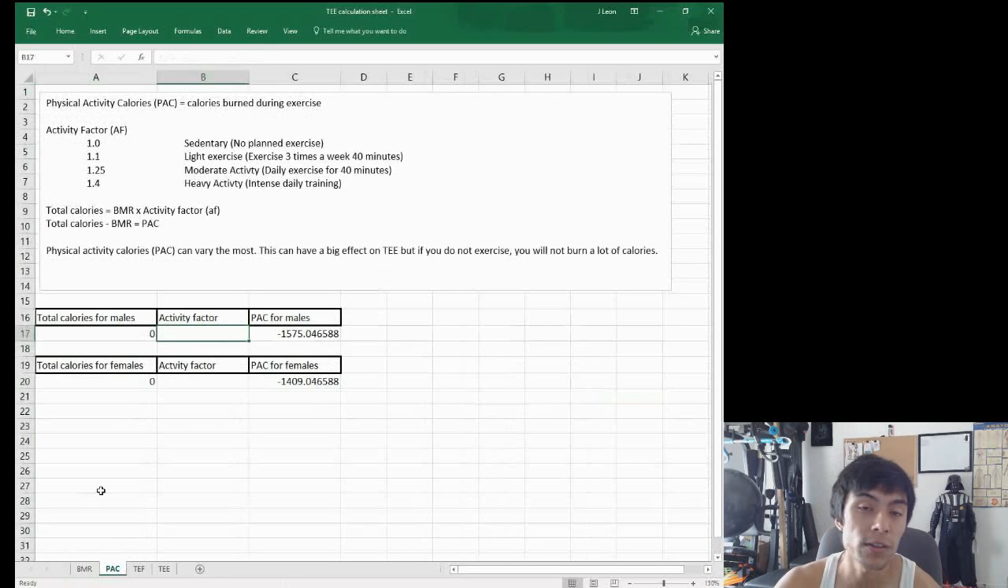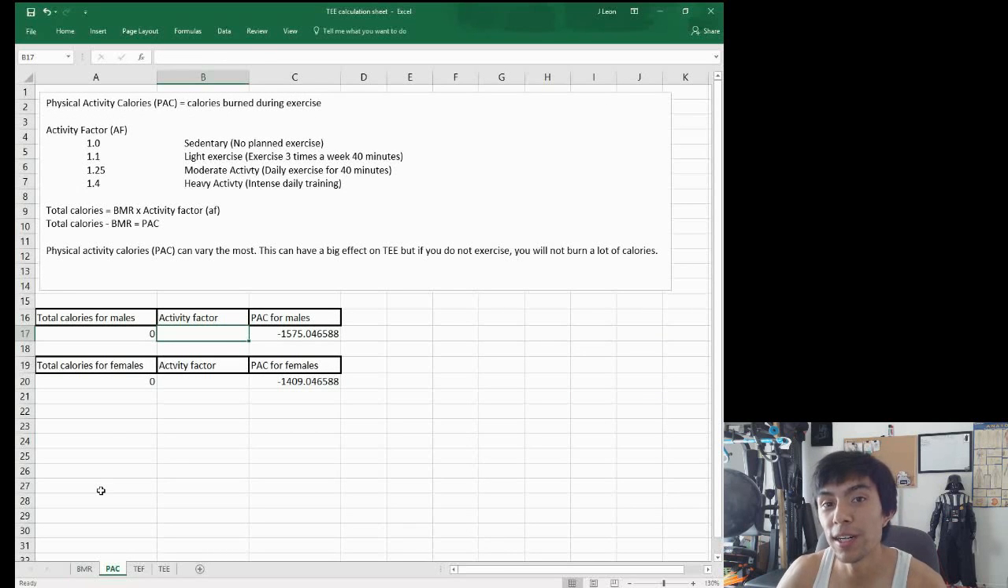Let's go to physical activity calories. So basically, this is the amount of calories that you will burn for your lifestyle choices. Are you active? Are you sedentary? Are you Bruce Lee? Are you an Olympic athlete? If you are, this is going to estimate. This is not a very good estimation, but it gives you kind of a number to think about when you're talking about energy expenditure when it comes from exercise.